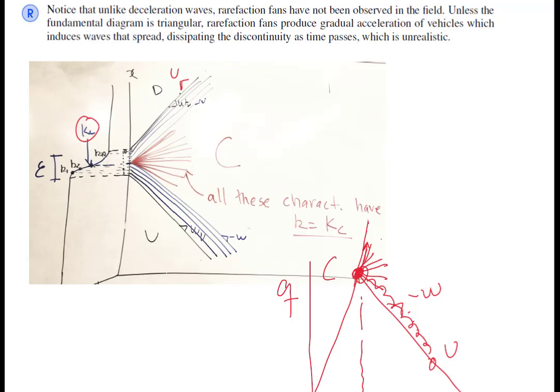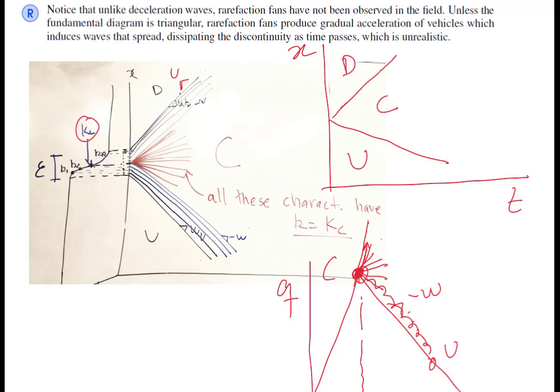Okay? And therefore, the abbreviated solution in the time-space diagram, in the case of a triangle diagram, is simply U, D, and C in the middle. Okay? We don't need to show the fan because it's a very special fan where everything is capacity. So that's going to be the abbreviated solution for case 2. And these are always negative W, and this is U.